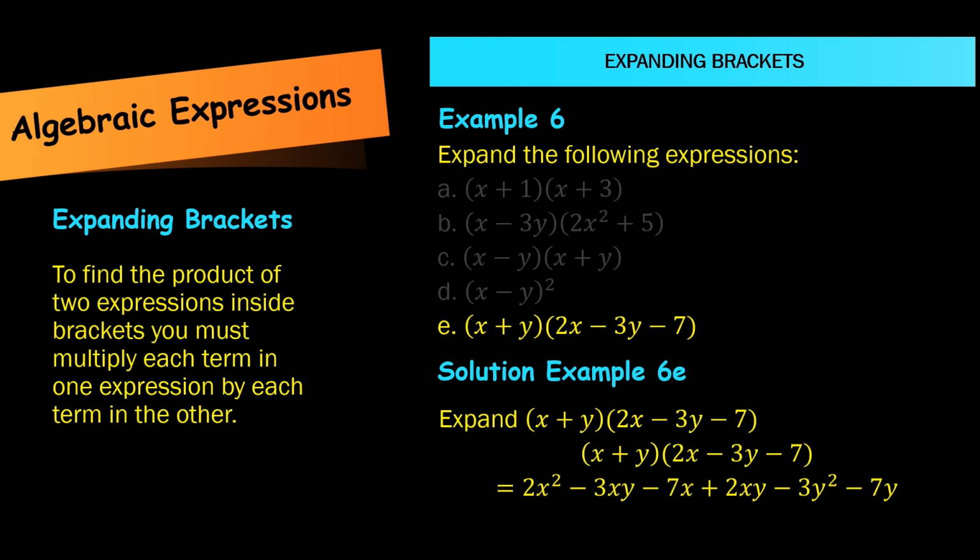Now let's tidy up. Bring down 2x squared as it is. The xy's can be added together, so we have minus 3xy plus 2xy, giving us minus xy. There's only one x term. There's only one y squared term. And there's only one y term. So here's our expression.